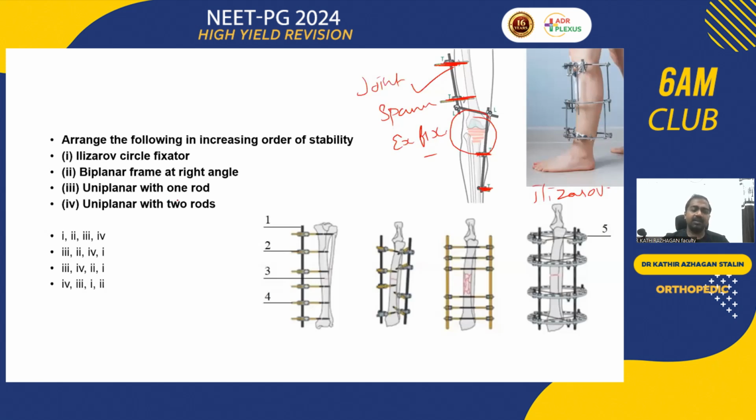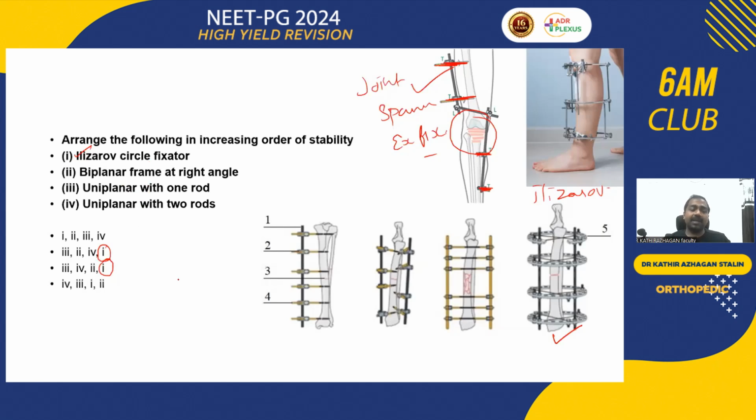Now tell me, among these, which has the highest stability? Ilizarov has the highest stability. And the question asked is increasing order of stability, which means the highest stability should be last. So either B is the option or C is the answer.